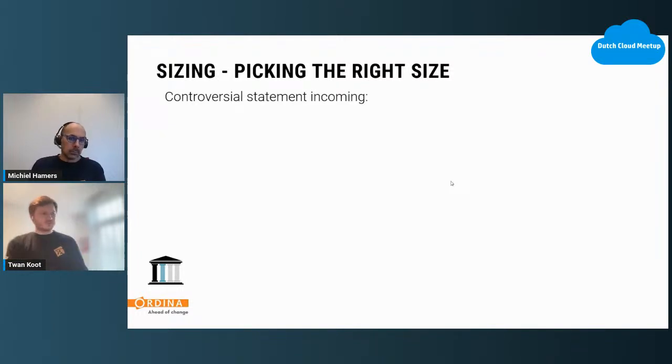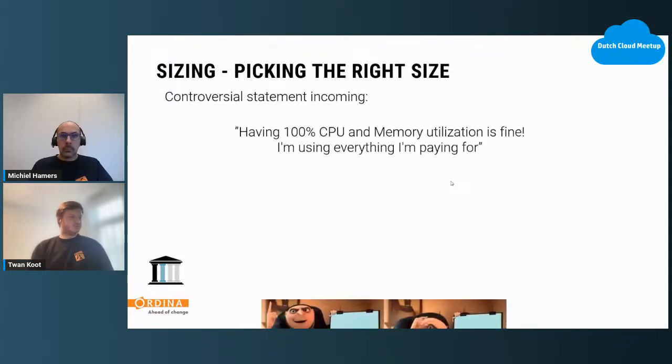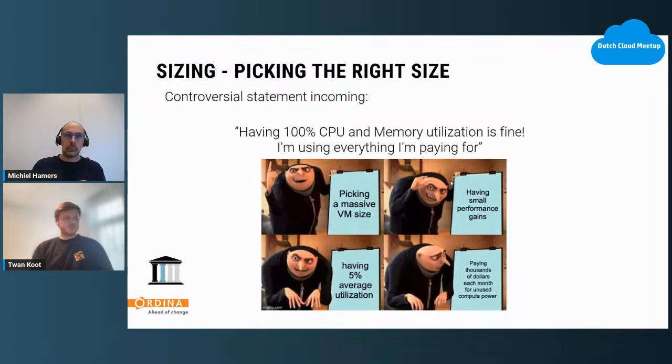And then a statement from me that may come across as controversial. In terms of cloud, having 100% CPU is fine. I'm using everything I paid for. You can say, well, that's going to be an issue, right? Having 100% CPU and memory utilization. Well, in general, yes, but you need to look at the end user perspective. So if you have 100% CPU utilization and the response times are fine or your system is still responsive, why bother buying more compute power? You use everything you pay for.